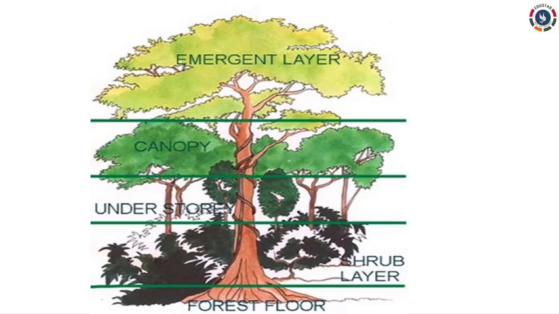The top layer is called the emergent layer. So you can see the picture which I have shown to you. This layer has the tallest trees which grow as tall as 60 meters above the ground. The second layer is the canopy. The trees in the equatorial rainforest grow very tall and form a canopy of leaves and branches. These trees are extremely tall and form a dense canopy.